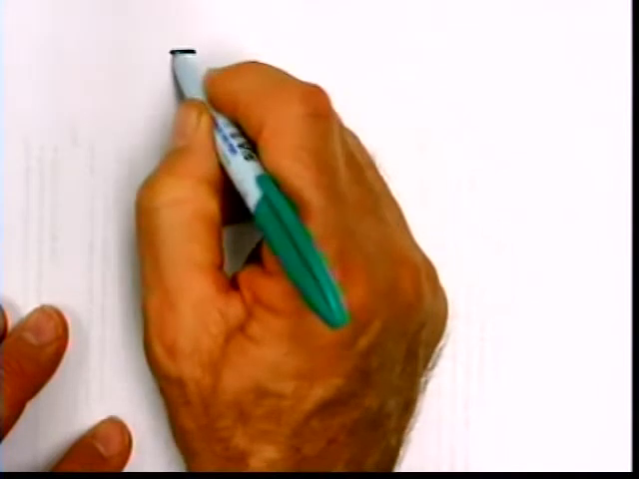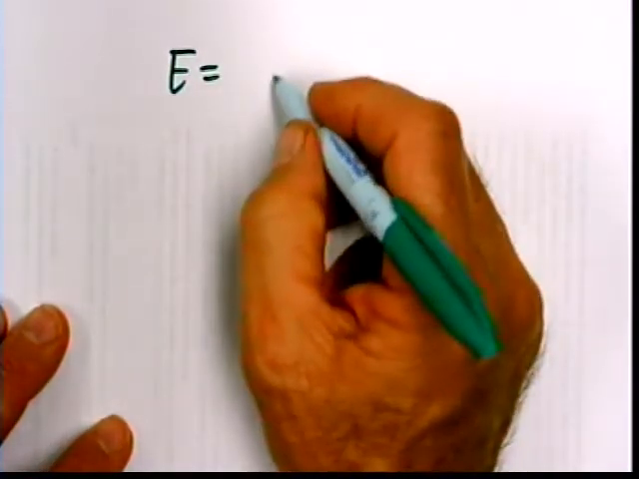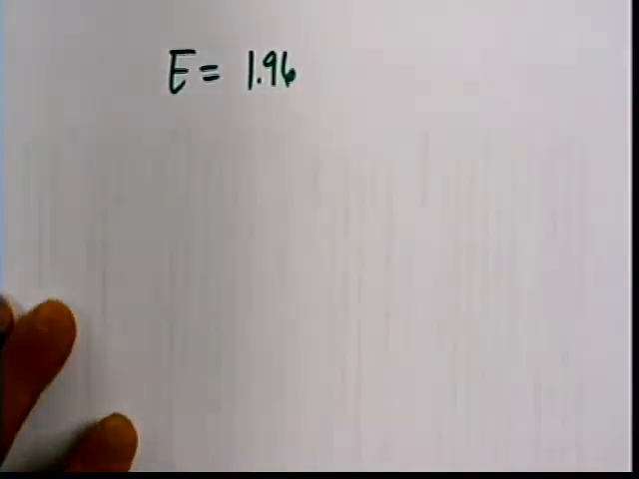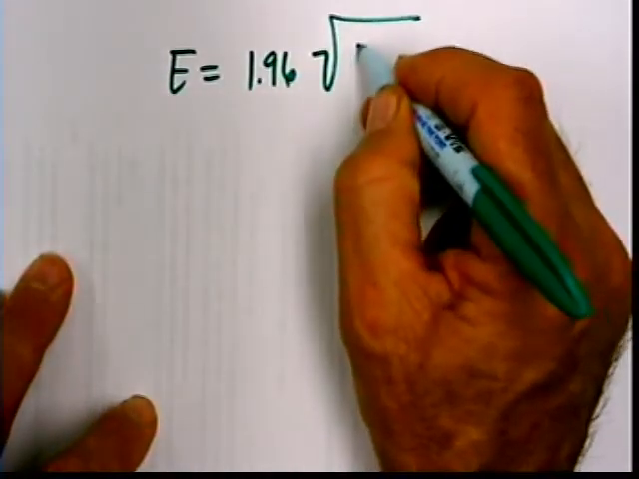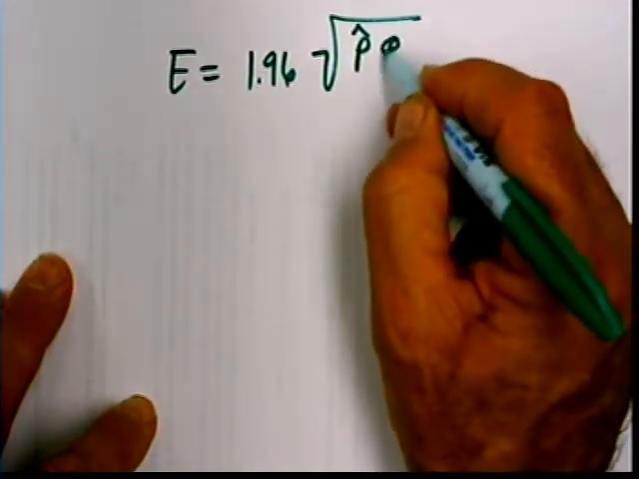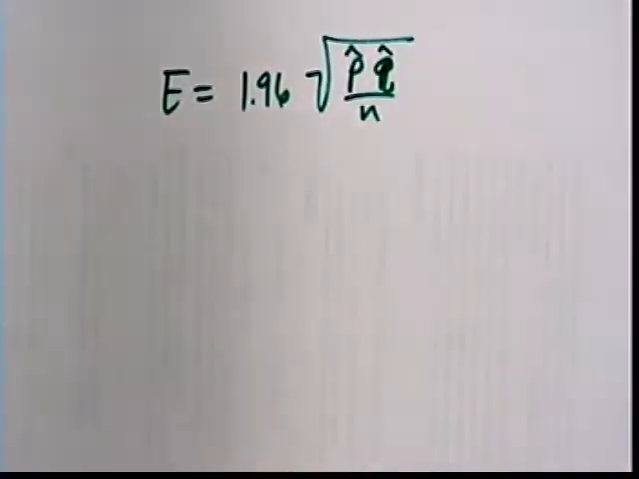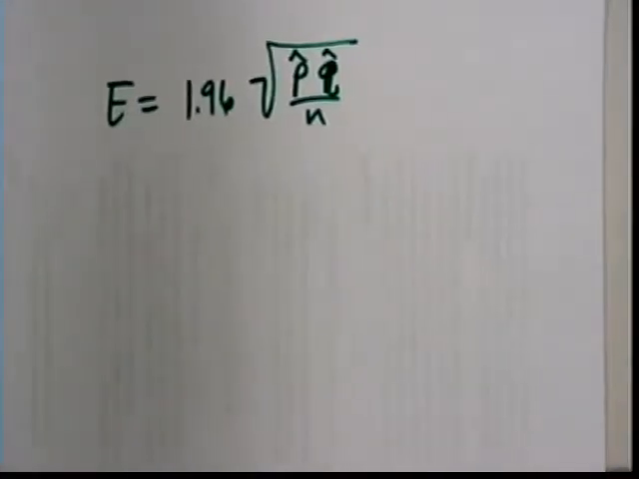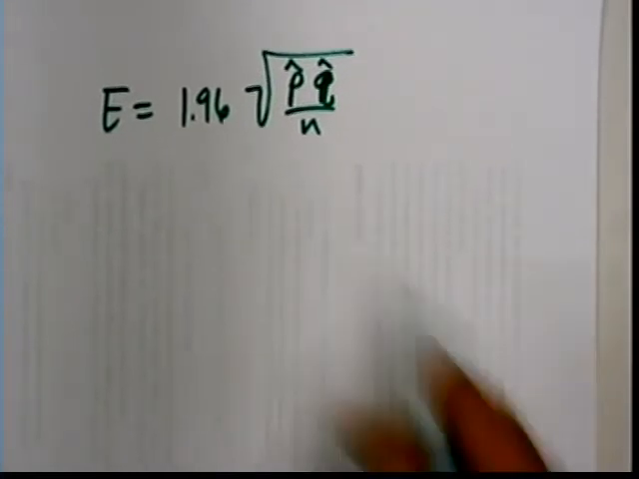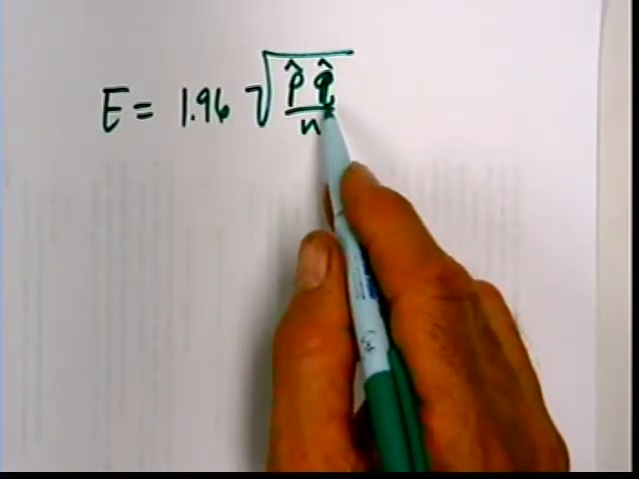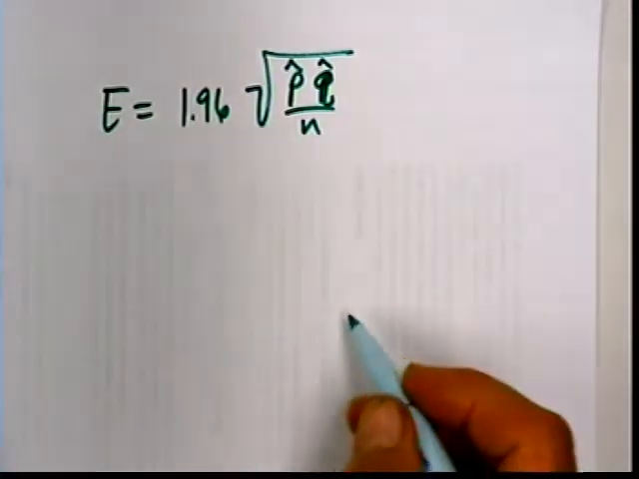Now, this formula actually has some more use to it, because E is equal to the confidence interval, which was our 1.96, that's a constant, times the square root of P, square root of Q over N. Now, before we go too far on this, I want to point out that you'll probably see a test question on this that asks you, where is this the maximum?